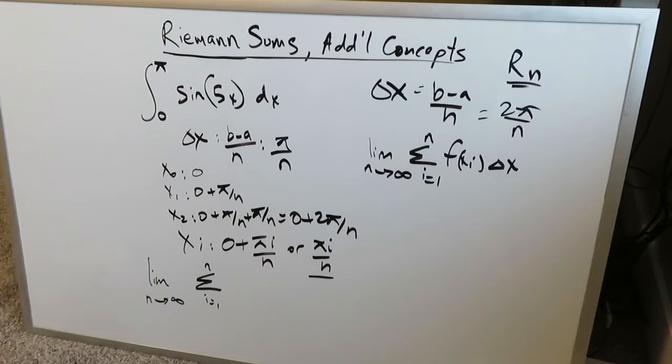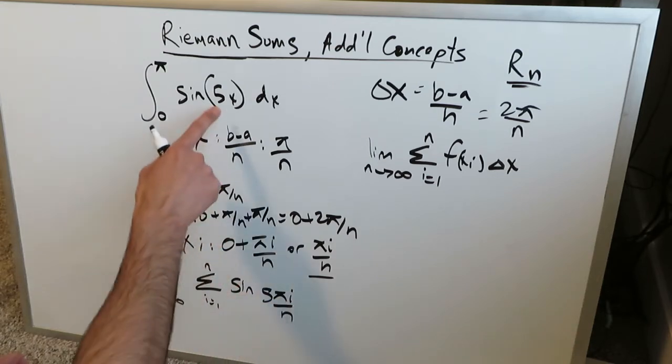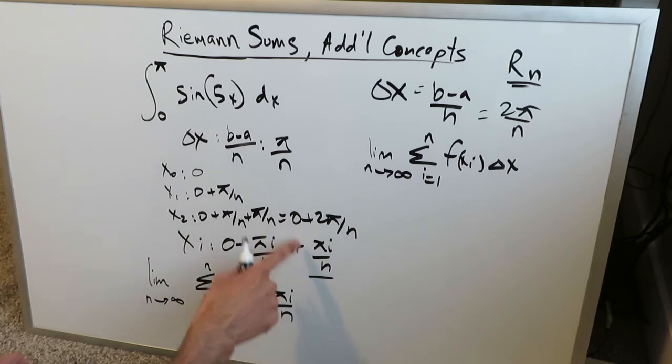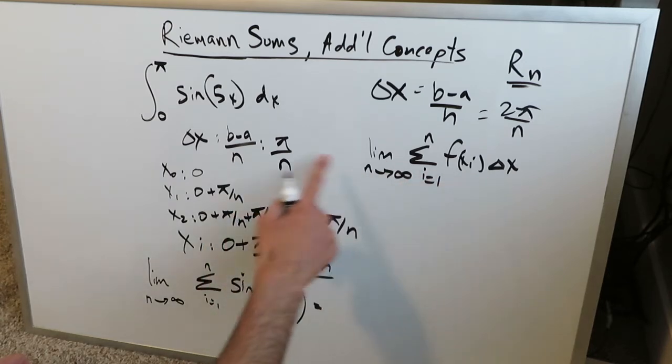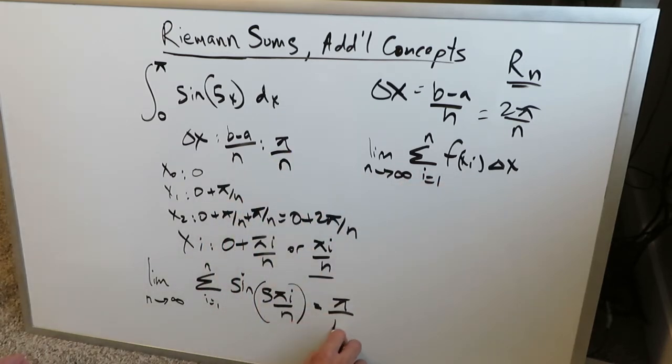It's going to be this f of xi, which will be sine 5 pi i over n. Now you're wondering where this 5 is coming from. It's right here, the 5, and this x right here, times delta x, which is pi over n, and this right here is your final answer.